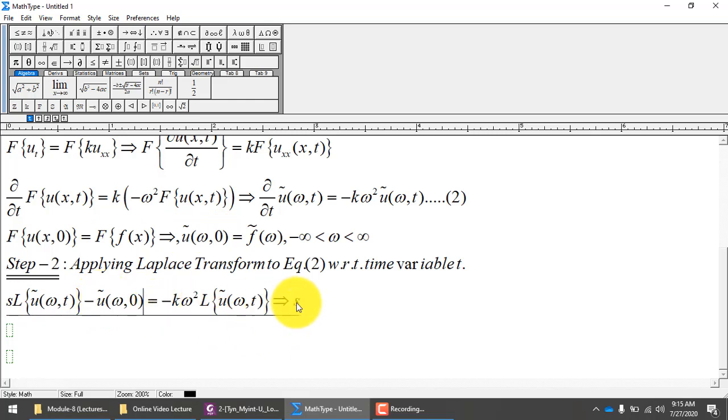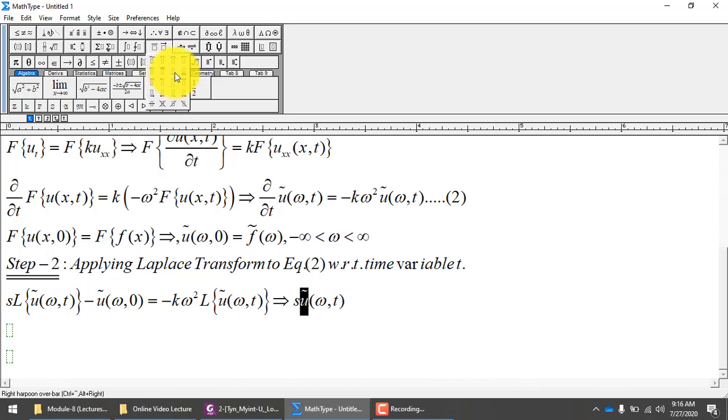Now what is the symbolic representation? Symbolically, the Laplace transform is denoted by a bar. So what does u tilde become? Okay, step by step, what does u tilde become? u tilde will become u tilde bar. So when you put u tilde bar, where is the bar notation?